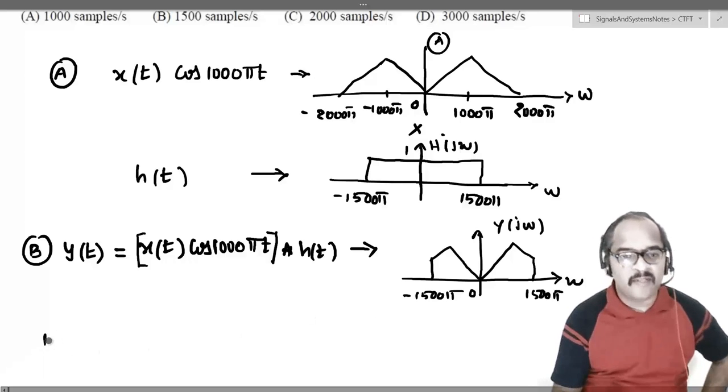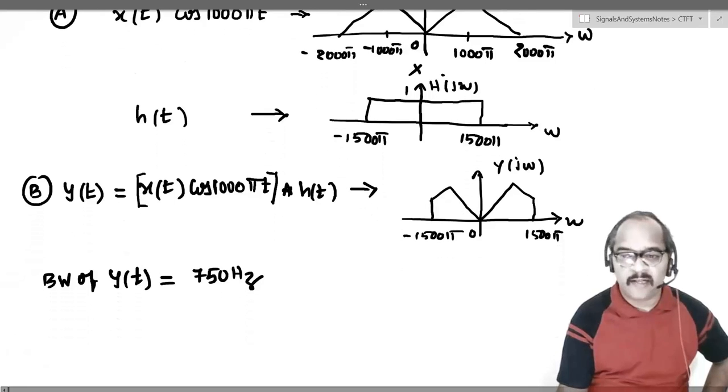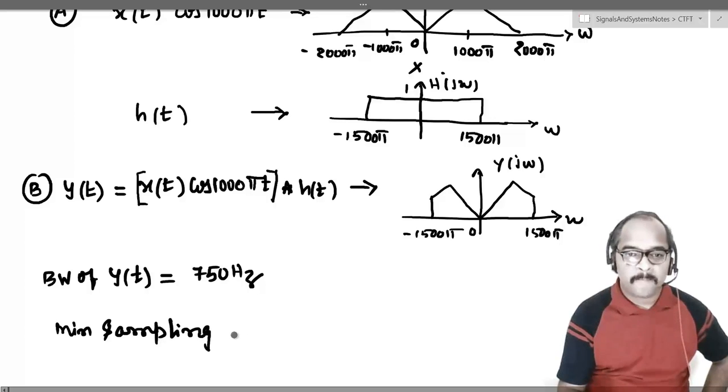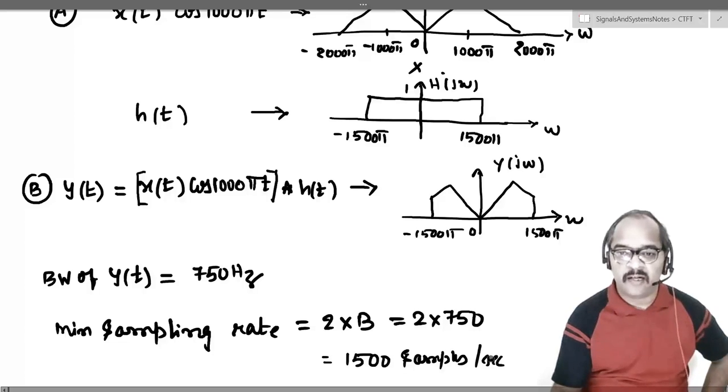So what is the bandwidth then? The bandwidth of y of t would be the highest positive frequency in hertz, so that should be 750 hertz. So what is the minimum sampling rate here? That is the Nyquist rate, which should be equal to twice the bandwidth. So that is 2 into 750, which is nothing but 1500 samples per second.